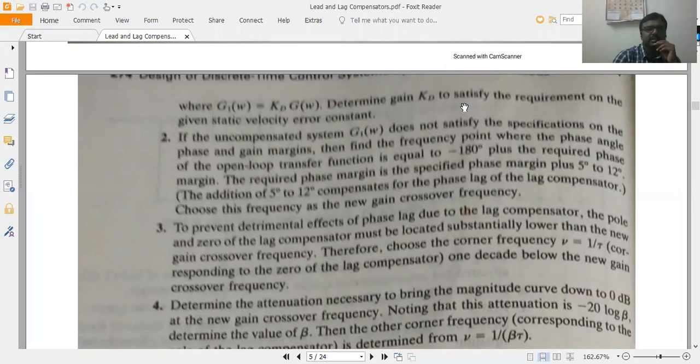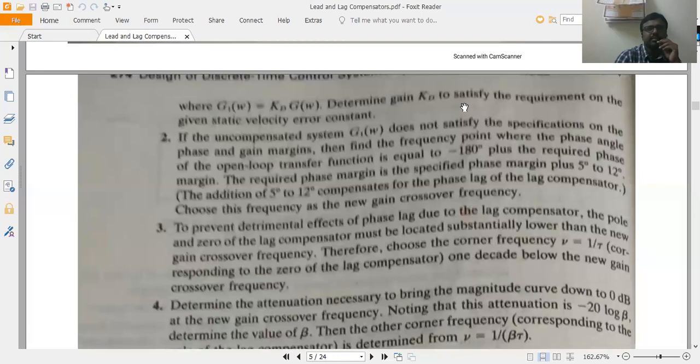So if the uncompensated system G1 of w does not satisfy the specifications of the phase and gain margins, then we have to find the frequency point where the phase angle of the open loop system is equal to minus 180 degrees plus the required phase margin. In the case of the lead compensator, we have to decide how much angle should be added to make the system stable.